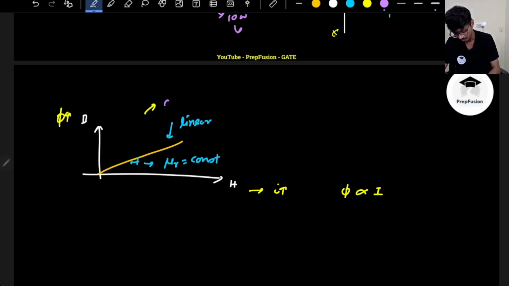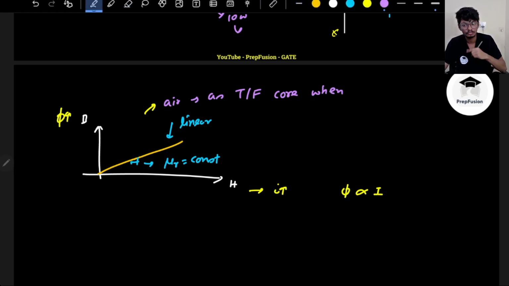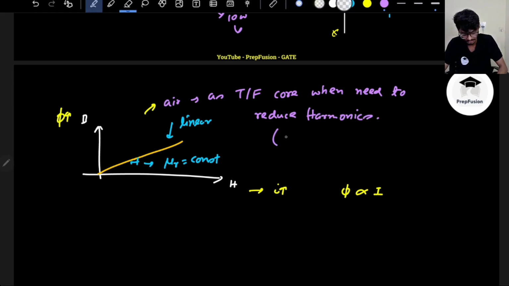So you might have a doubt, sir, why don't we use air as a transformer core? We will use air as a transformer core when linearity needs to be maintained, or we need to reduce noise, harmonics, all those things. So then we will use an air-cored transformer. If you have heard of an air-cored transformer, those are transformers in which there is very little noise, no harmonics.